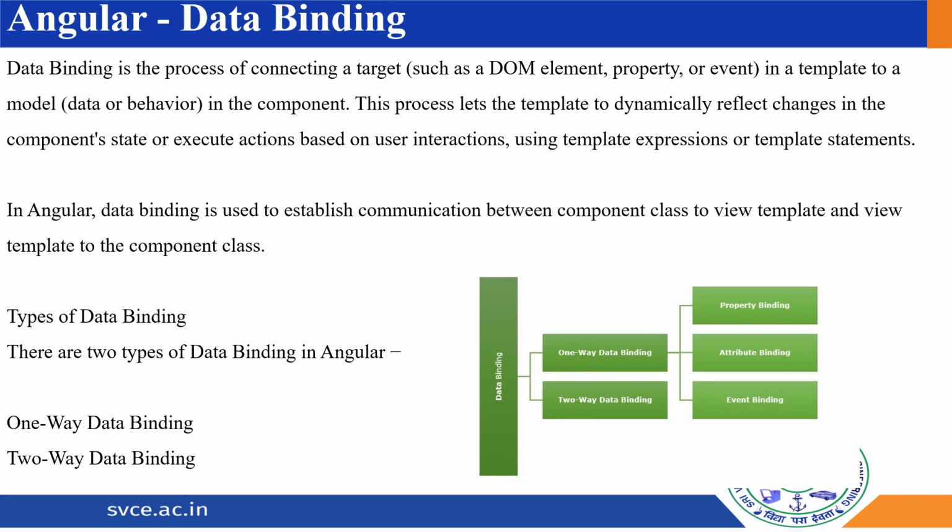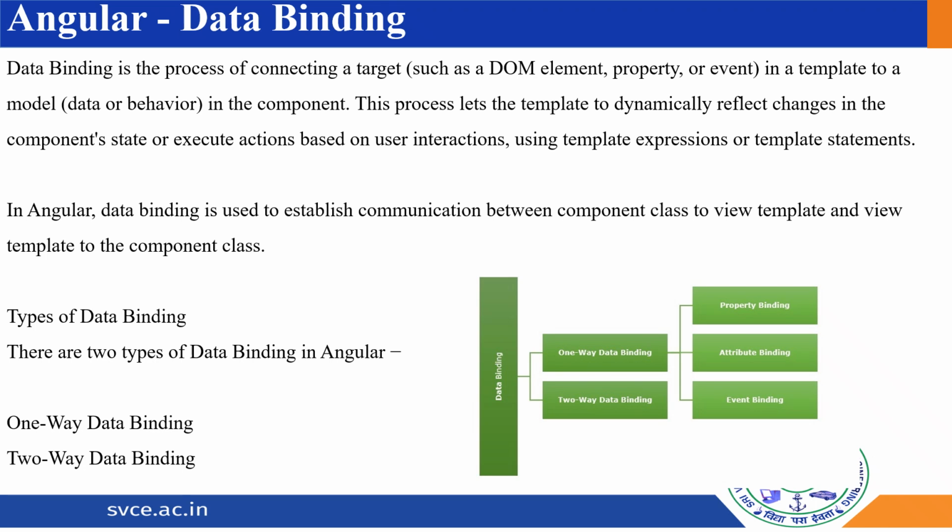And we have data binding. Data binding is the process of connecting a target, such as a DOM element, property, or event in a template, to a model, data, or behavior in the component. This process lets the template dynamically reflect changes in the component state and execute actions based on user interaction, user template expression, or template statement.